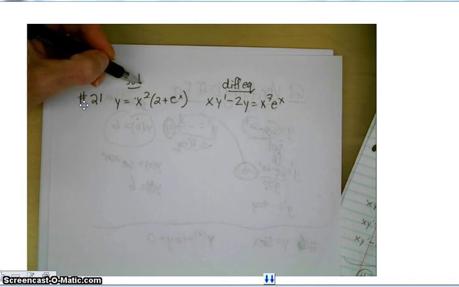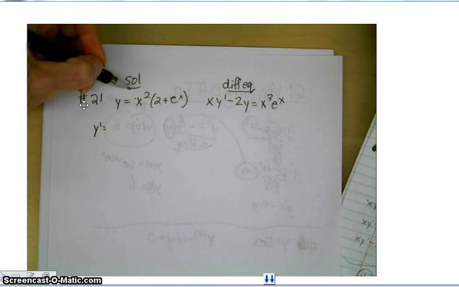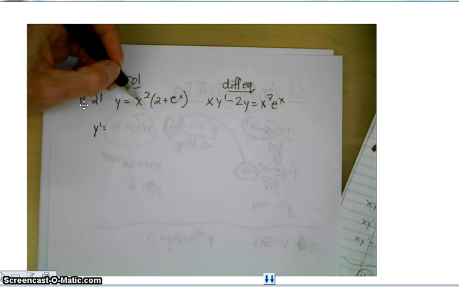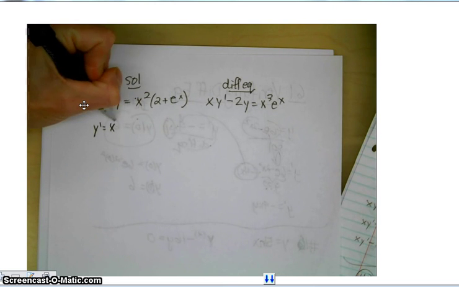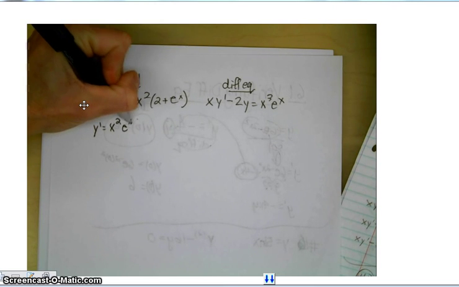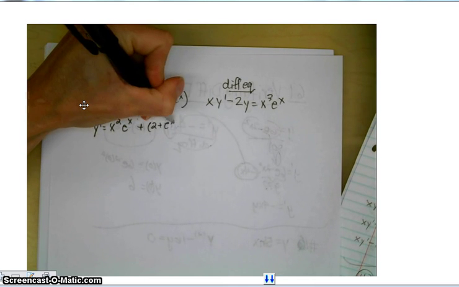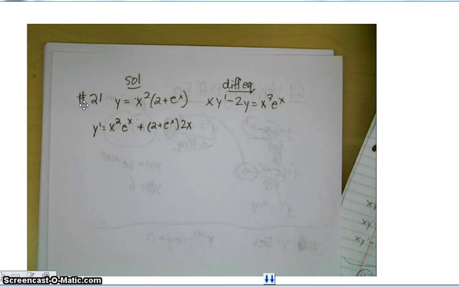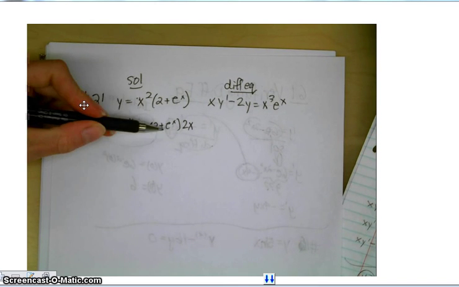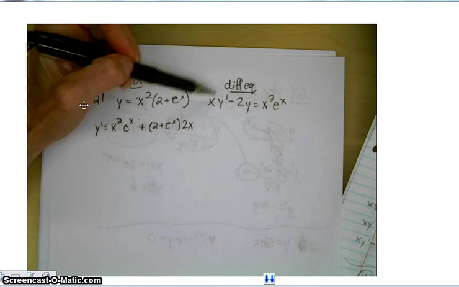So I'm going to take the derivative of this, so y prime, and to take this derivative I'm going to need to use the product rule. So x squared times the derivative of 2 plus e to the x would be x squared e to the x, plus 2 plus e to the x times the derivative of x squared, which is 2x. So there's my derivative. I need to see if I can rearrange this somehow to make it look similar to this right here.